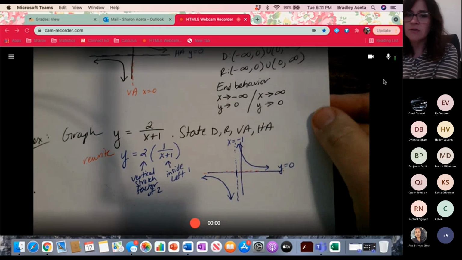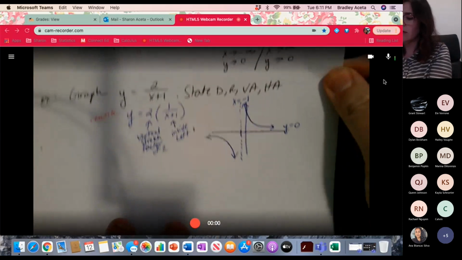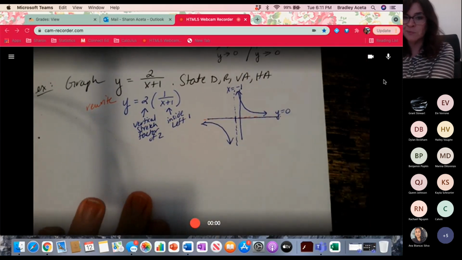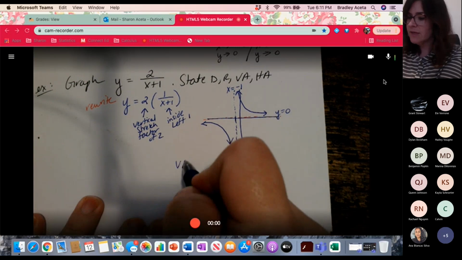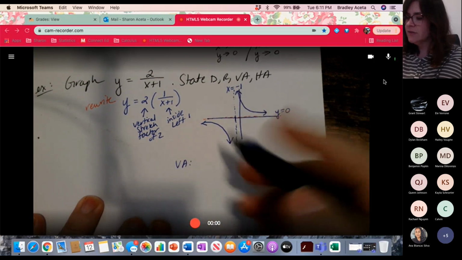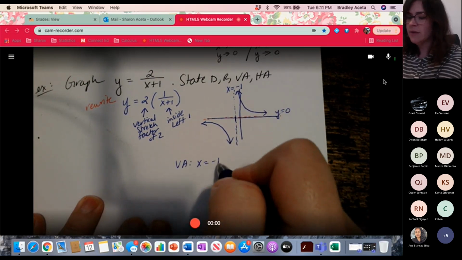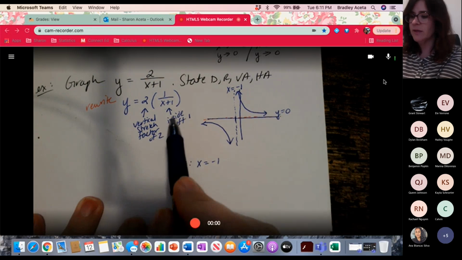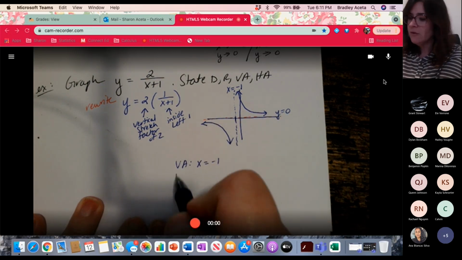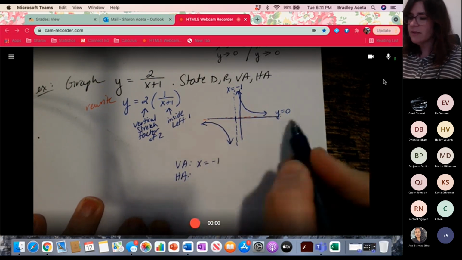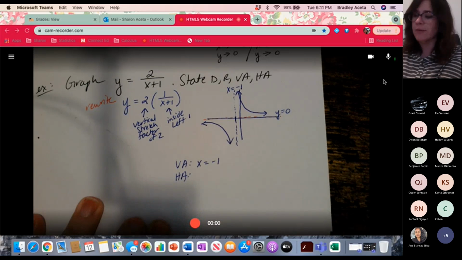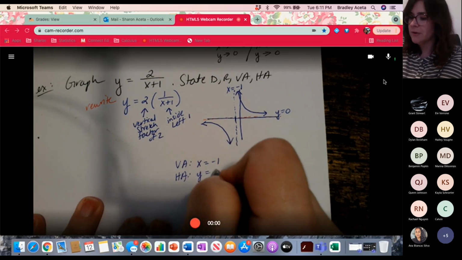And so let's answer the domain, the range, the vertical, and the horizontal asymptote. The vertical asymptote has now shifted to be x equals -1. It went over to the left. It went left 1. The horizontal asymptote stayed the same. We didn't move it up or down. So y equals 0.